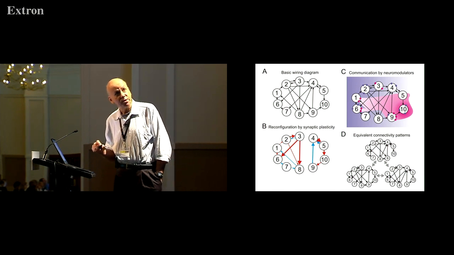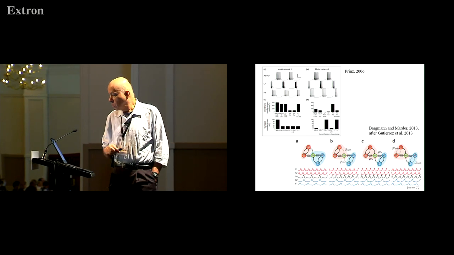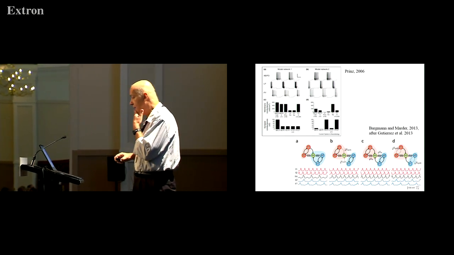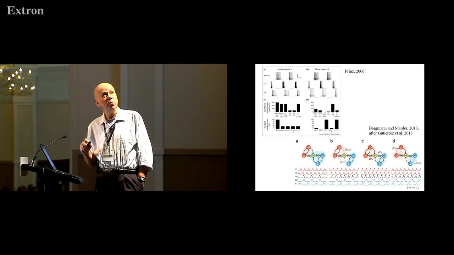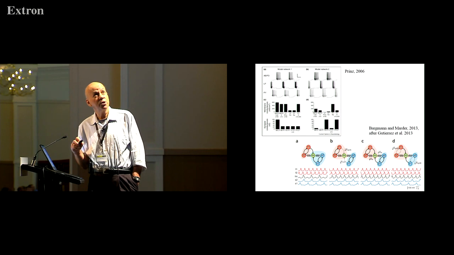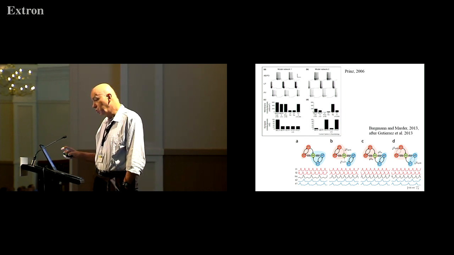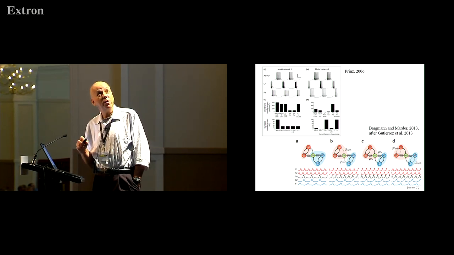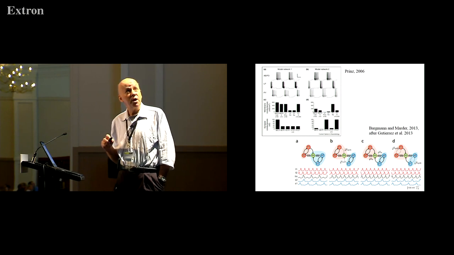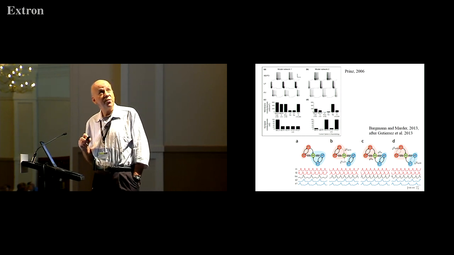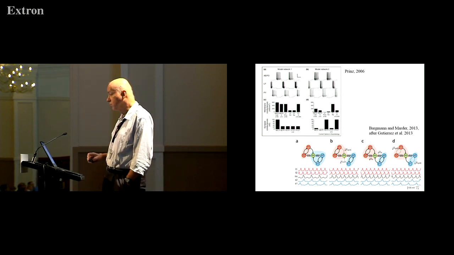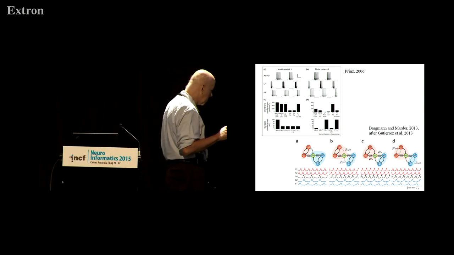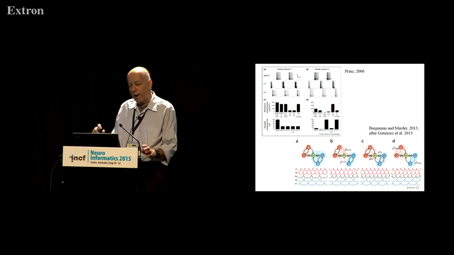I want to show you some examples of equivalent connectivity patterns. Some of this work actually comes from the lab of Eve Marder, originally by Astrid Prinz, and then more recently by others in Eve Marder's lab. So here we have a computer model, which shows two connectomes that show the same pattern of activity, yet they have completely different connectivity patterns. They have different synaptic strengths between the different neurons, and they also have different intrinsic properties, as shown by these conductances of the different ion channels in the neurons. So we have different connectomes performing the same function.